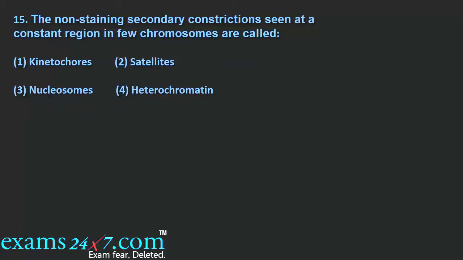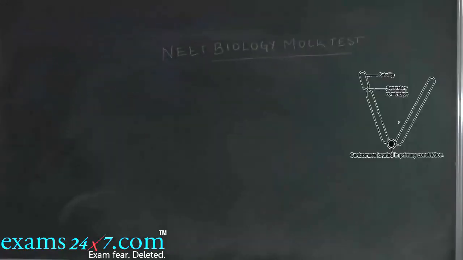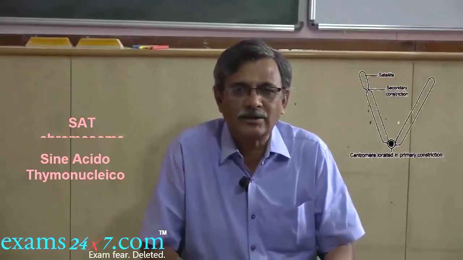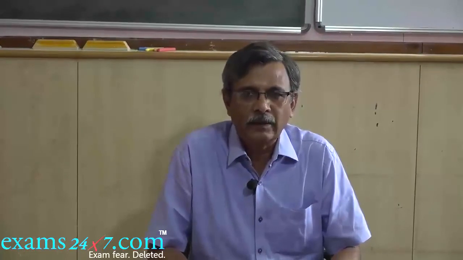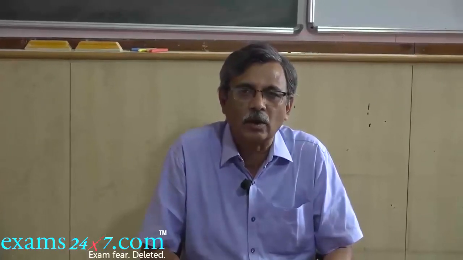The non-staining secondary constriction seen at a constant region in few chromosomes is called. So here I read the question again. The non-staining secondary constriction seen at a constant region in few chromosomes is called. So remember, they are asking about secondary constriction regions, and after that we call it satellite, and such a chromosome is called SAT chromosome. SAT refers to sine acido thymidinico, which is an RNA rich region. Here thymidylic acid, a nucleotide of DNA, is absent.